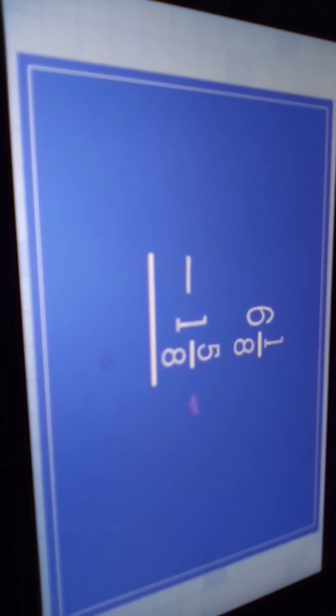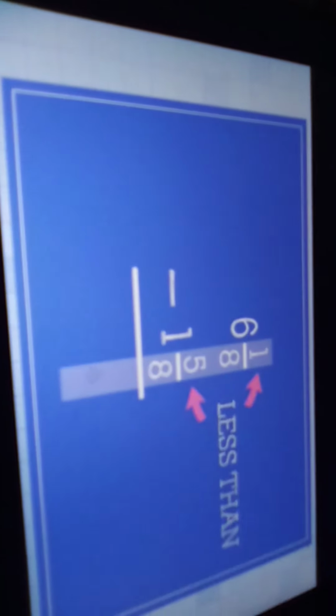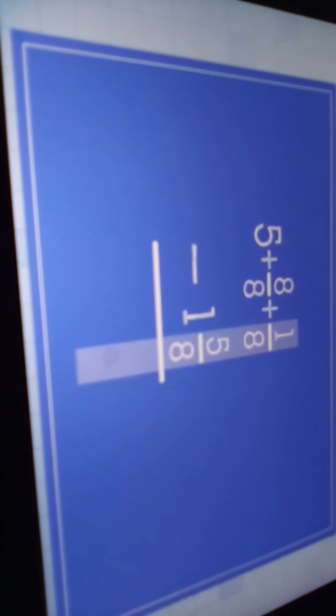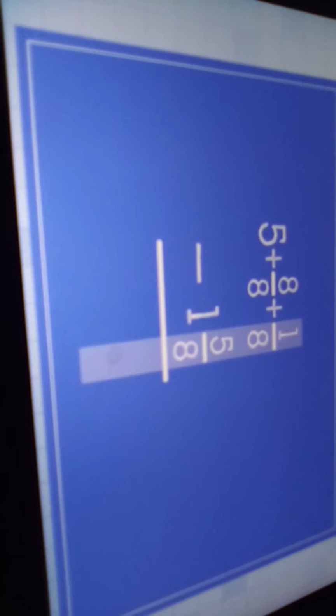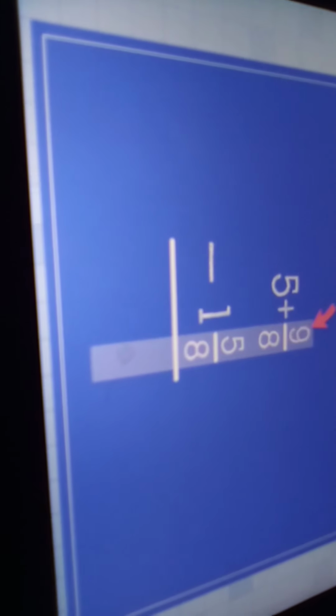The first thing we need to do is put these in stacked form, with the number I'm taking away on the bottom. Then I need to subtract the fractions. But I notice that the fraction on top is less than the fraction on the bottom. So I need to make the fraction on top bigger by borrowing from the whole number part. I can replace the 6 with 5 plus 1, and I can replace 5 plus 1 with 5 plus 8 over 8 to get the whole fraction I need to add to the top fraction. 8 over 8 plus 1 over 8 is 9 over 8.